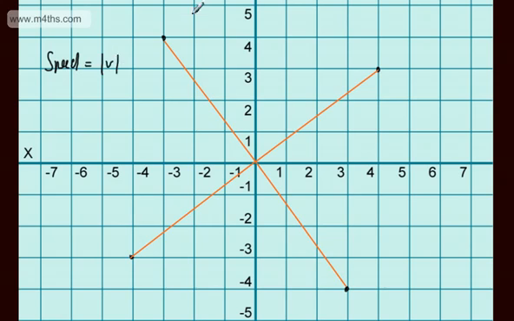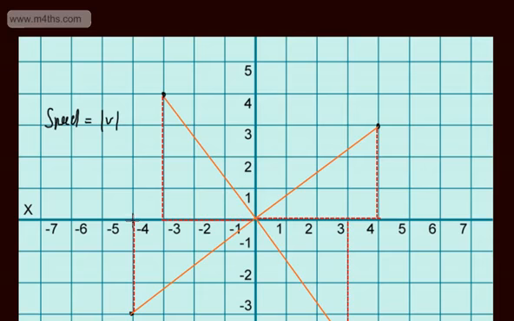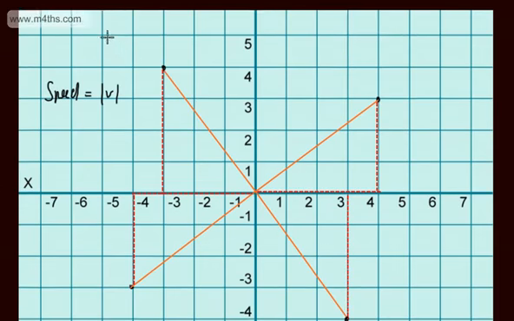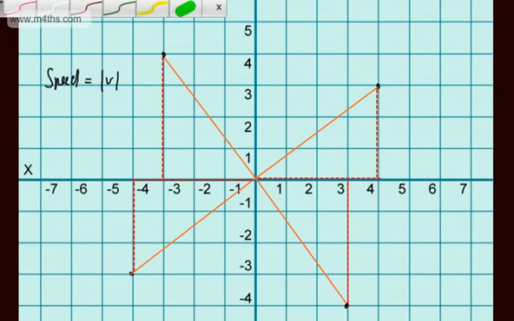Again, if we look at these as simple right angle triangles, we've got this right angle triangle, this right angle triangle, another one just here, and another one there. These are all going to have the same magnitude. The speed of each is going to be the same.